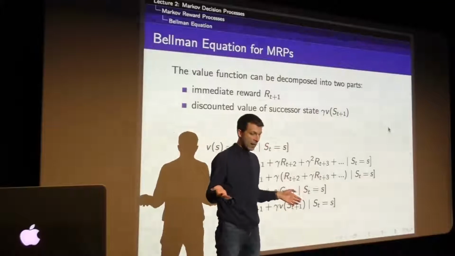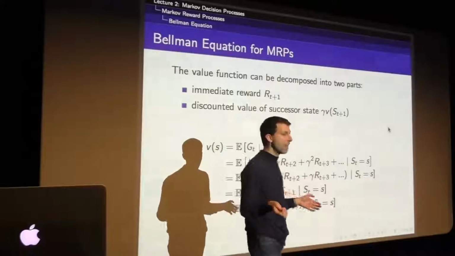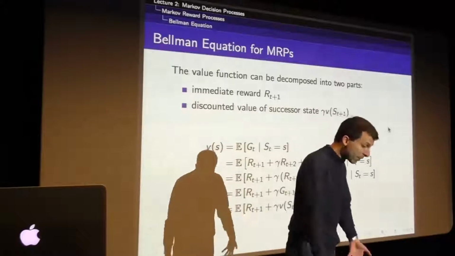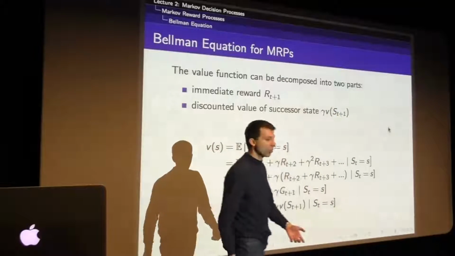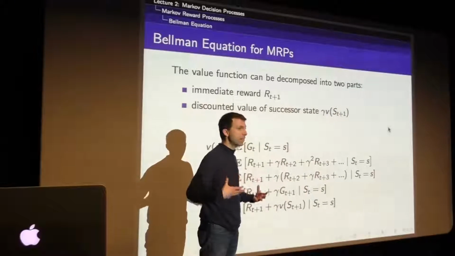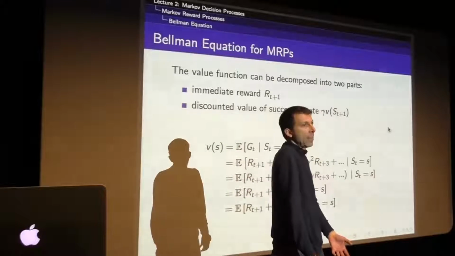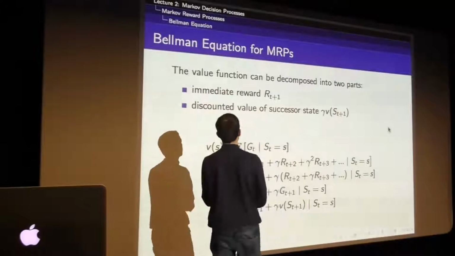If I'm a robot, I might get an immediate reward of like plus 10. But then I end up in this new state, and the question is, how good is it to be in this new state? And so the overall value function of being here is my 10 points of immediate reward plus the value of where I ended up. And that's what the Bellman equation tells me.